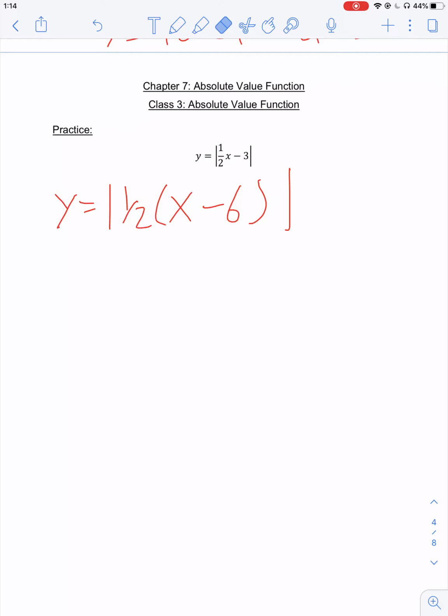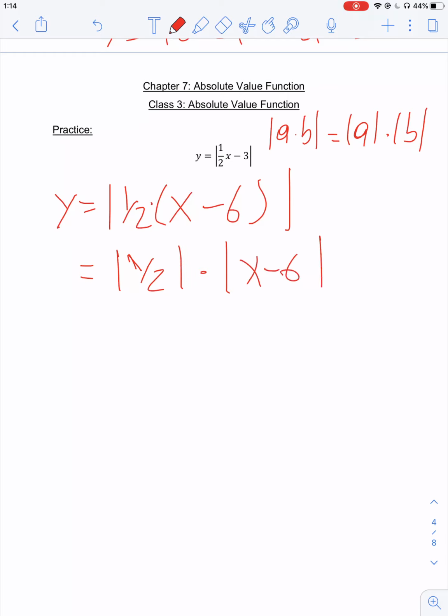Now, what I'm gonna do is I'm gonna use one of the properties that I showed you in I think my first video or something. Okay, so when you have absolute value of A times absolute value of B, then you can apply the absolute values to each of them separately. Okay, so I have a half times, right? Brackets means times x minus 6. So this is the same as absolute value of half times absolute value of x minus 6. Okay, but absolute value of half, because it's already positive, is just half and then x minus 6.